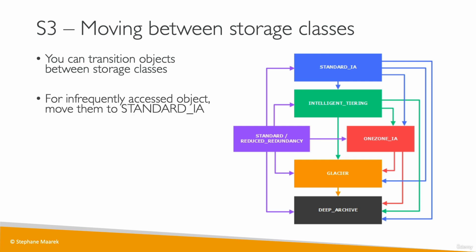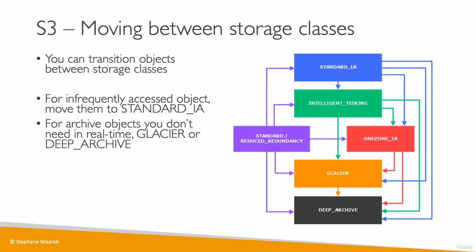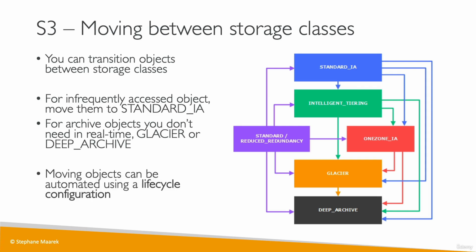So for infrequently accessed objects, move them to Standard IA. For archived objects that we don't need in real time, the general rule is to move them to Glacier or Deep Archive. Moving all these objects around all these classes can be done manually, but it can also be done automatically using something called a lifecycle configuration. And configuring those is something you are expected to know going into the exam.